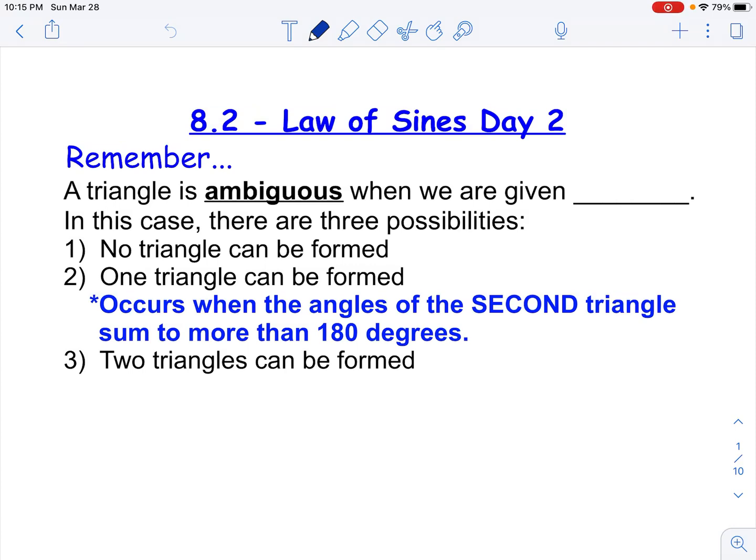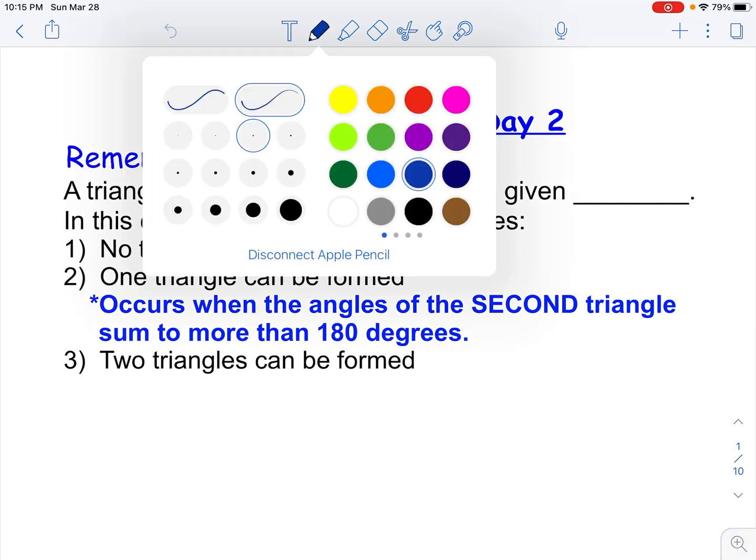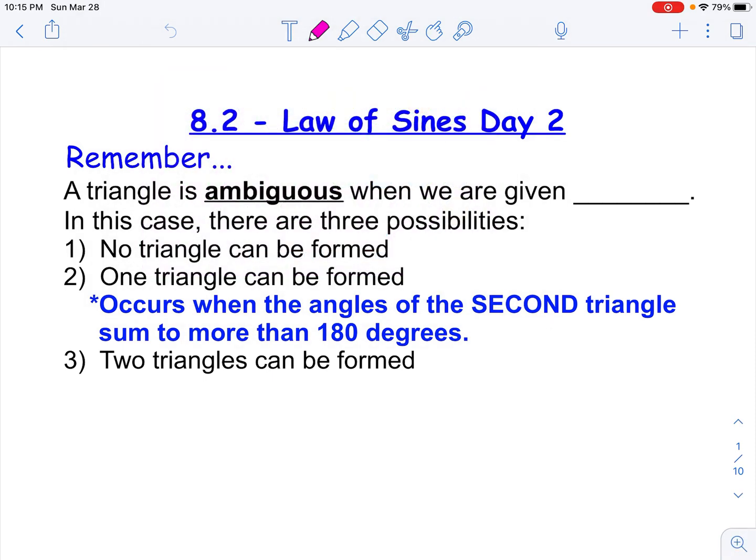Today we're going to take a look at section 8.2, which is Law of Sines, day 2. So yesterday we talked about a few things. We talked about the ambiguous case. So remember, a triangle could be ambiguous when we are given side, side, and angle. So two sides and an angle. If this is the case, there are three possibilities.